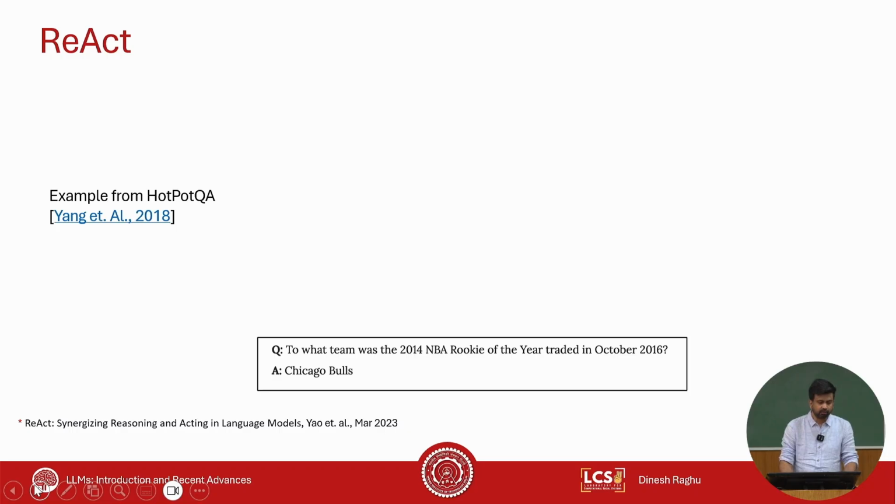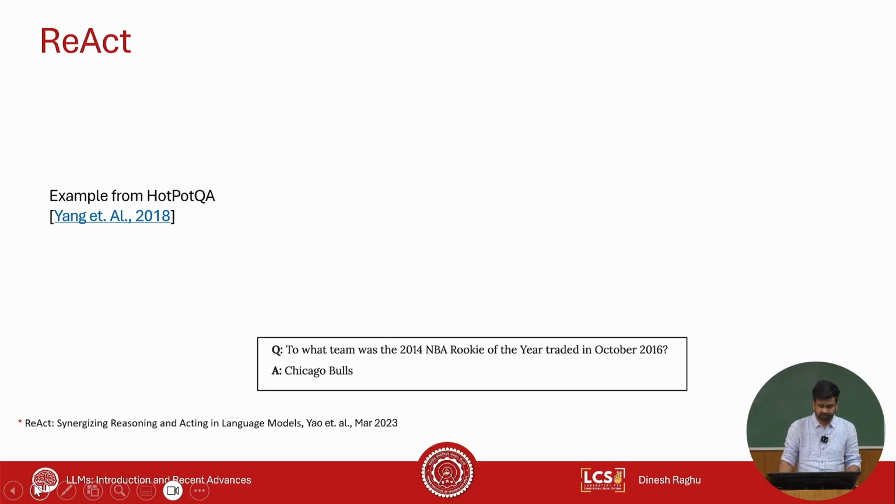So just like how HumanEval helped us understand the benefit of agentic versus non-agentic, there is also another dataset that's popularly used. It's a QA dataset, and it's called HotpotQA. This is a multi-hop reasoning data set. What it means is that look at the question, right? To what team was the 2014 NBA Rookie of the Year traded in October 2016?